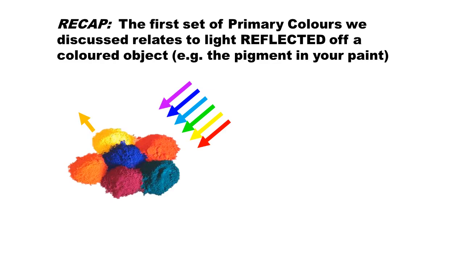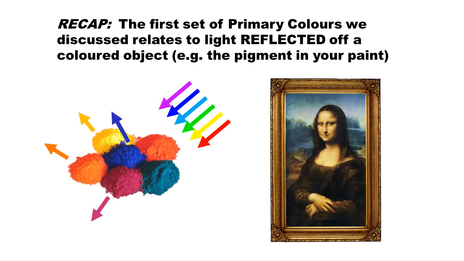The yellow pigment, for example, absorbs all the colours except yellow, which it reflects. Blue pigment, on the other hand, absorbs all the colours except blue, which it reflects. Each colour of pigment absorbs all the colours except its own colour, which it reflects. This is how we see most of the objects around us, by reflected light.